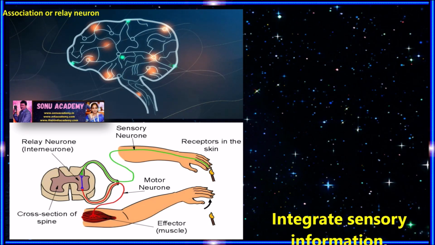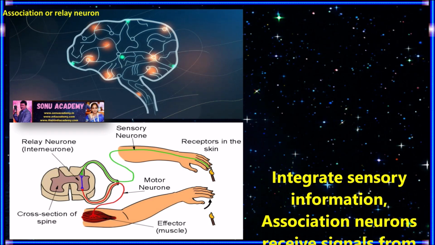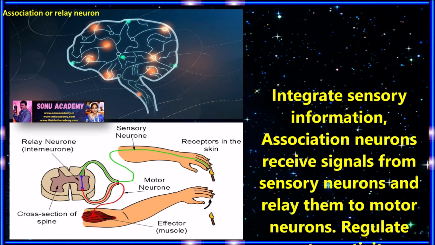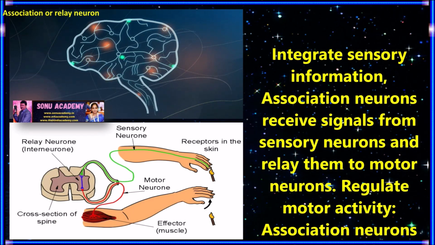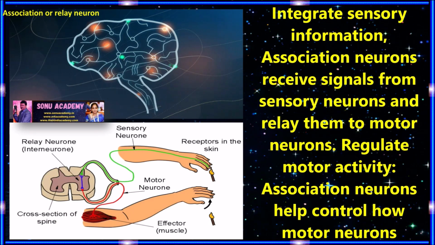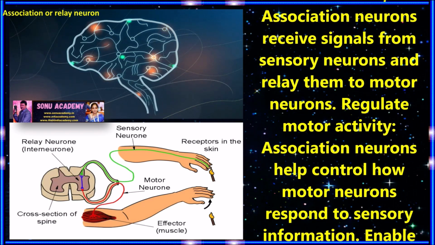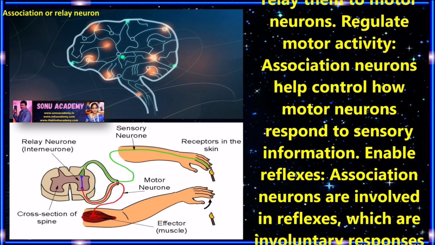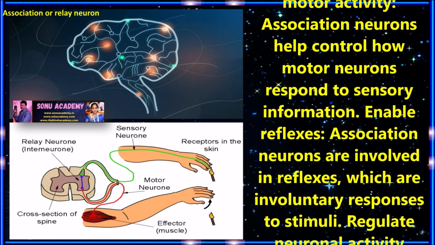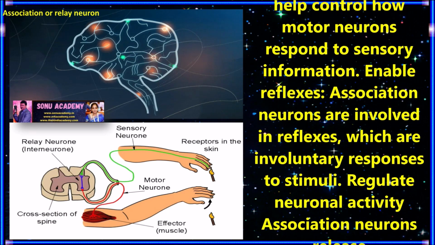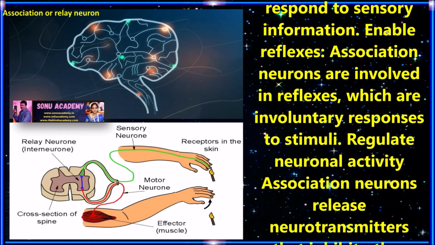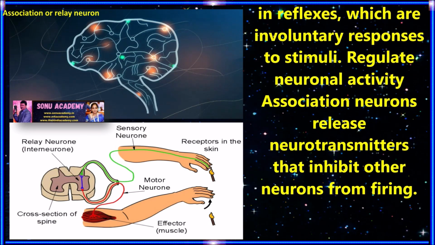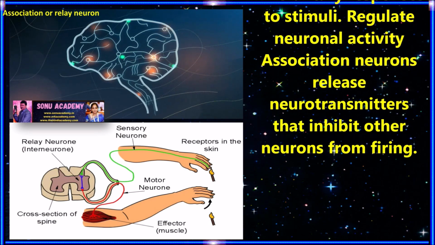Children, let us discuss the functions of association neurons. The function of association neurons is to integrate information. They receive signals from the sensory neurons and relay them to motor neurons. Children, let's see what regulates motor activity. Association neurons help control how motor neurons respond to sensory information, and they enable reflexes. The association neurons are involved in reflexes, which are involuntary responses to stimuli.